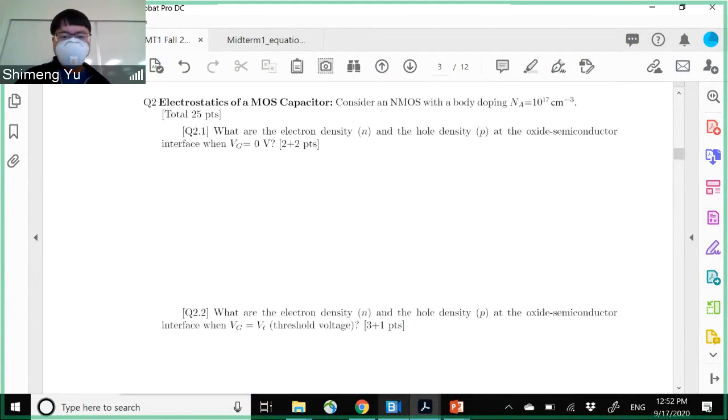So this is on a MOS capacitor. This is an NMOS with p-type doping, and the doping density is given, Na is 10 to the power 17. So the first question: what are the electron density and hole density at the surface, the semiconductor and oxide interface, when the gate voltage equals 0?